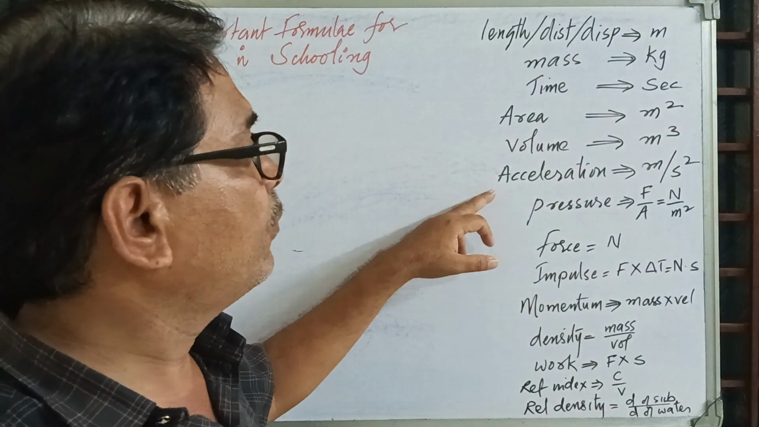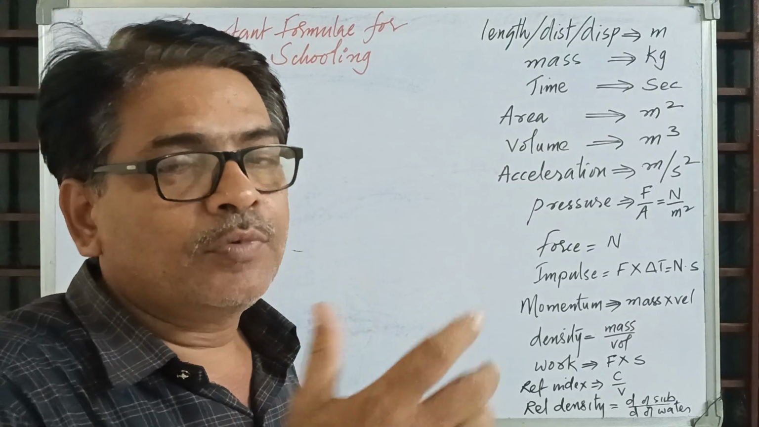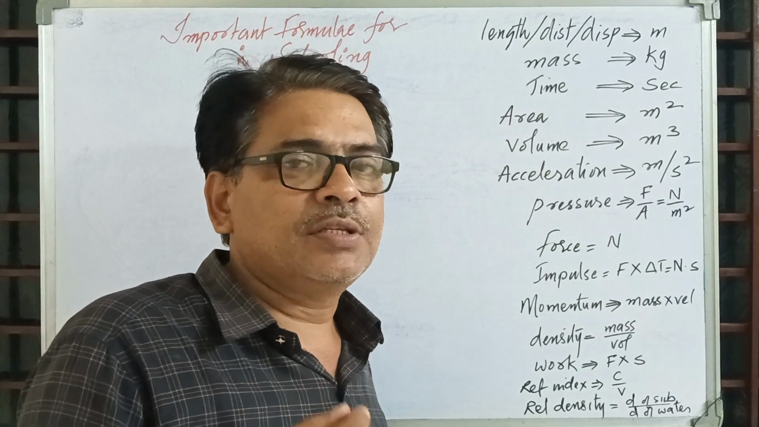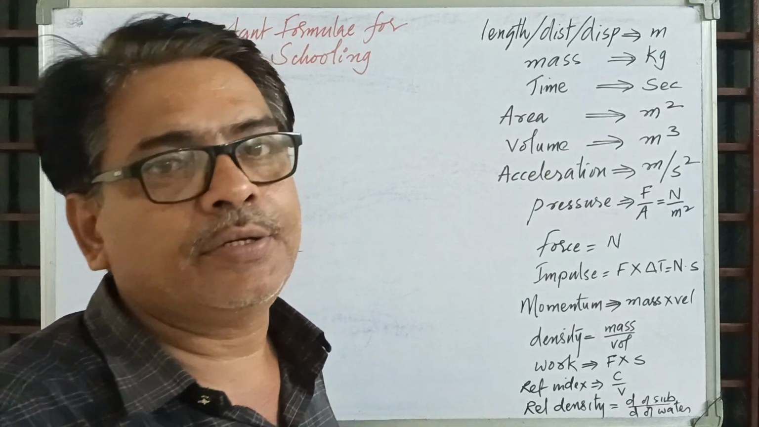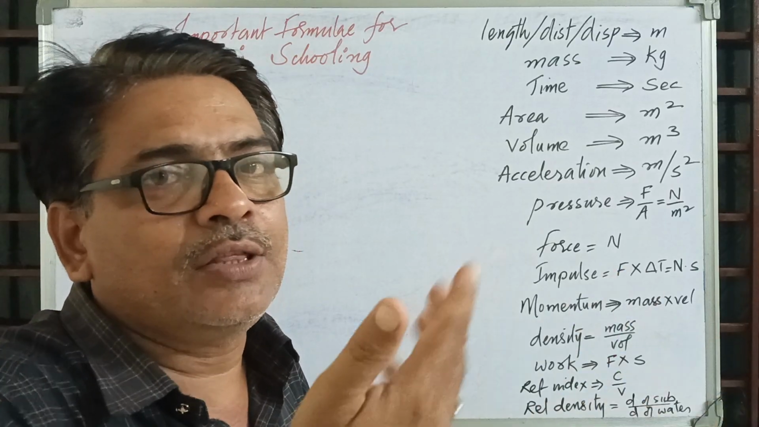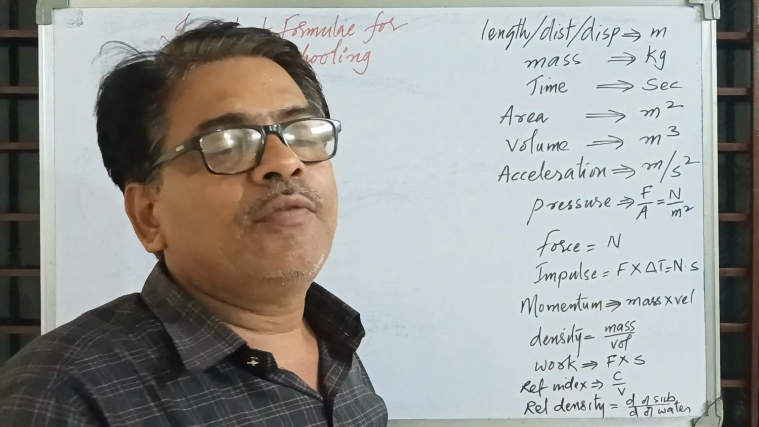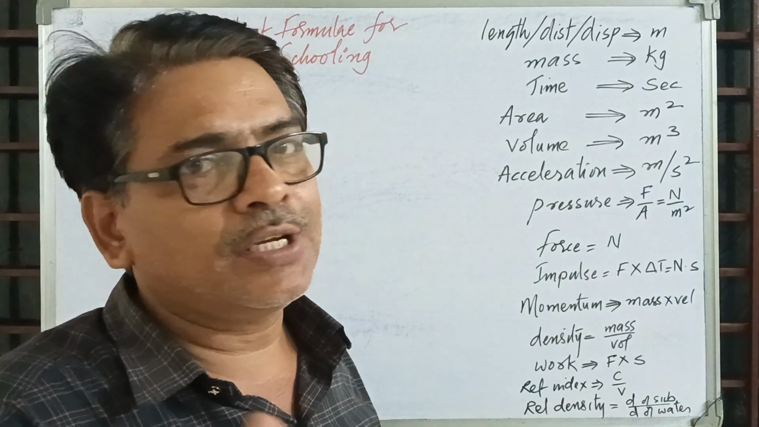In the same way, if we speak about volume, quite naturally, you should know what its unit actually is. It is length into breadth into height, that means nothing but length into length into length. Therefore, it's length cube. So if it is MKS system, meter cube. If it is in CGS system, centimeter cube.